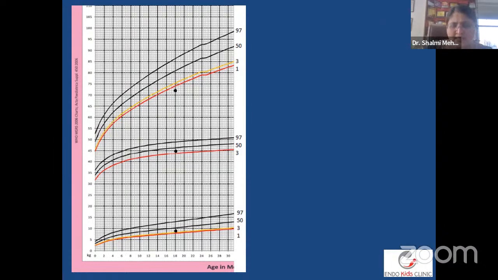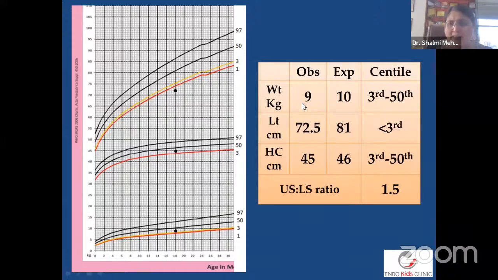So what I want to stress is the child's weight is fine. So the child is not very undernourished or malnourished, but definitely the height is affected. The child is short for the age. And so these are the centiles. The weight is okay, but the length is definitely on the lower side. It should be around 81 centimeters. This is only 72.5 centimeters. And this is also one of the presenting features sometimes in rickets.